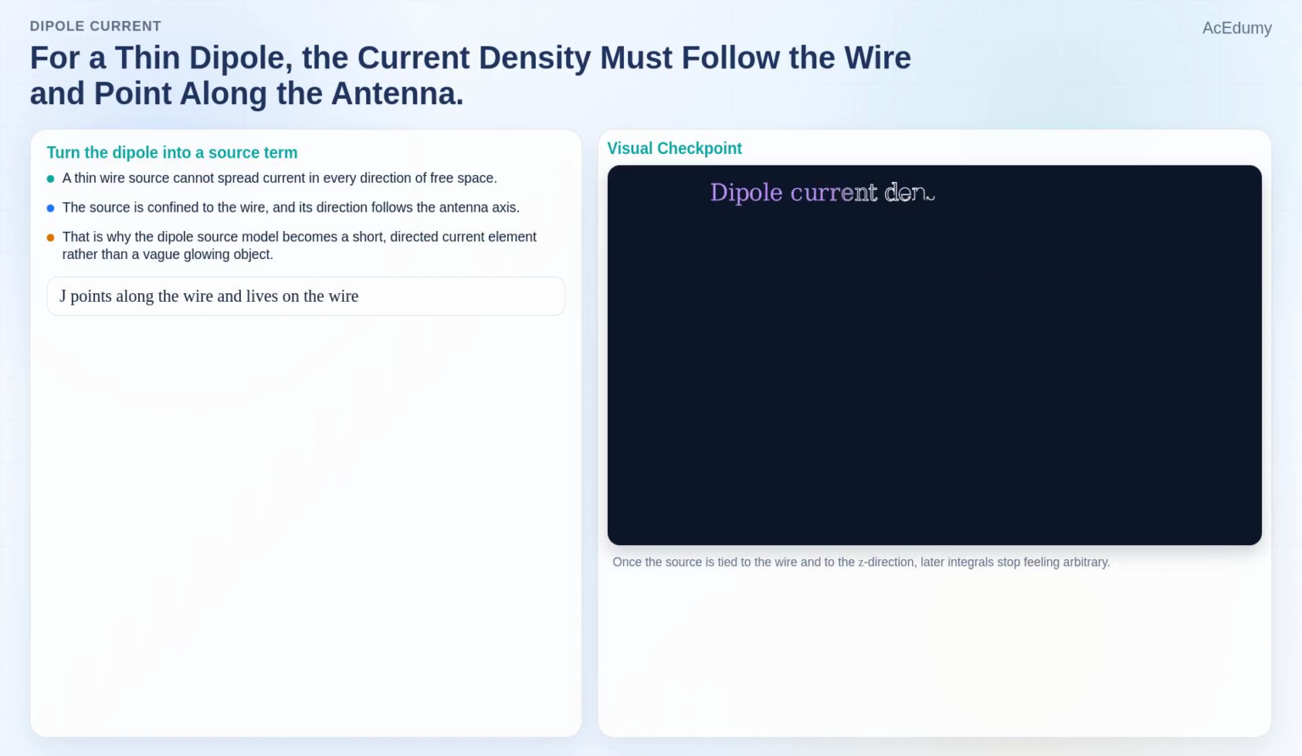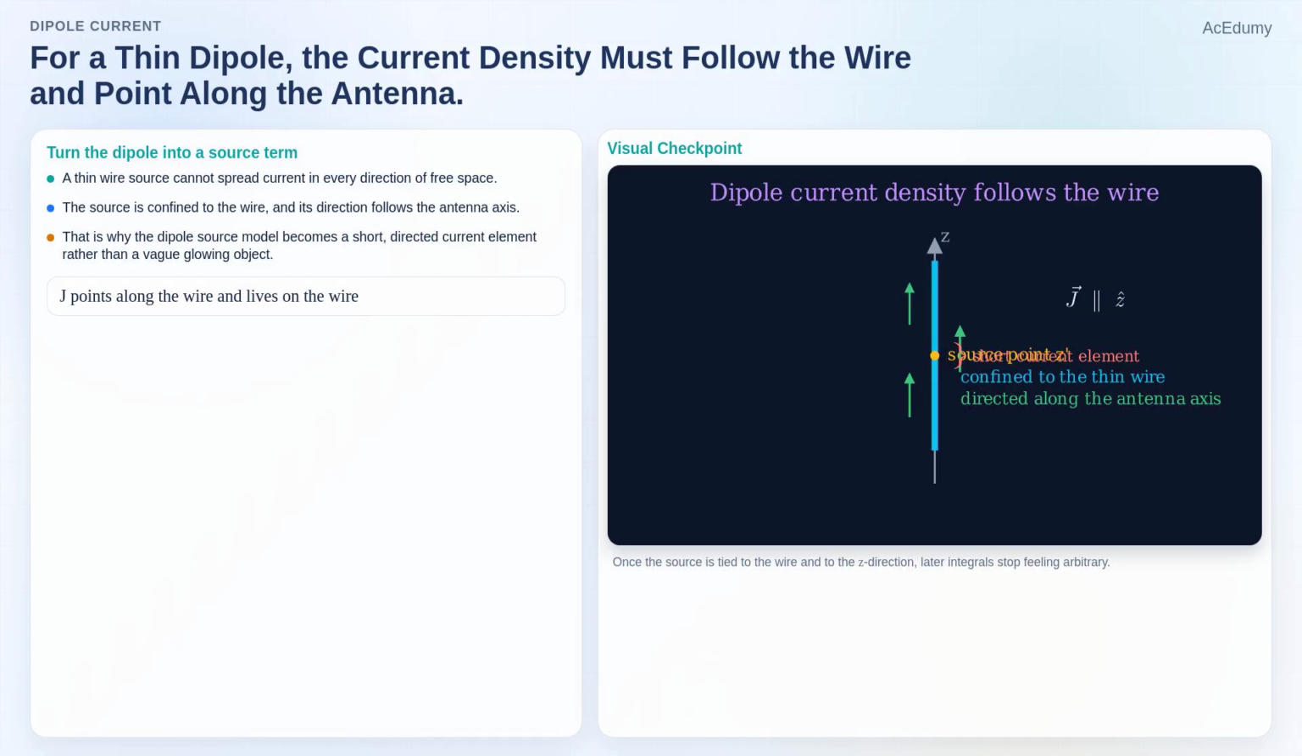Now think about a thin dipole. Its current density cannot spread through all of free space. It must stay on the wire, and its direction must follow the antenna axis. This is why the dipole source model becomes a short, directed current element rather than a vague, glowing blob. The geometry of the wire now begins to control the source term directly.